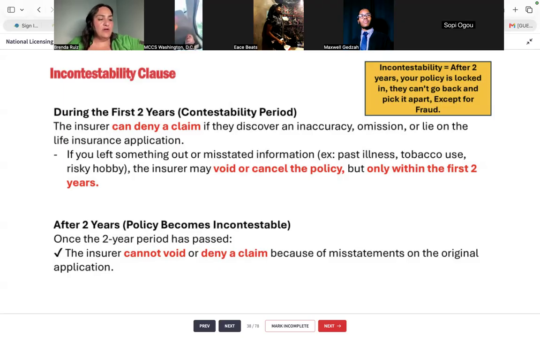You file, they're going to ask a bunch of questions, especially if this happens. This will happen if the client dies within the first 2 years of the policy. You have to fill out an agent report.